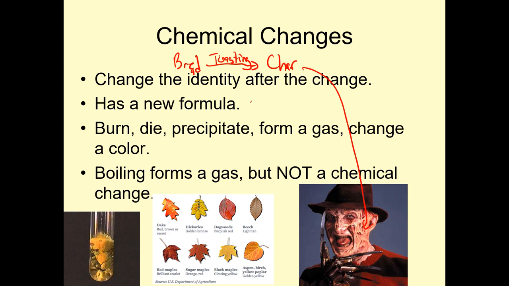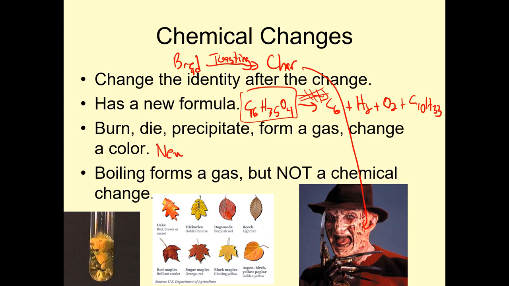If bread has the formula, I'm making up the formula for bread, C16H35O4, and then we find out that toast or burnt or char is carbon plus hydrogen plus oxygen, plus, I guess it's got to balance. Let's see what I can do here. C10H33. And that's what you get. I'm making up C6, calling that char. Okay. So they have new formulas. Notice how this formula does not exist anymore. And that was totally made up. I hate using made up things, but you get the idea. Burn, die, precipitate, form a gas, change a color. All of those things are chemical changes because you have new substances.